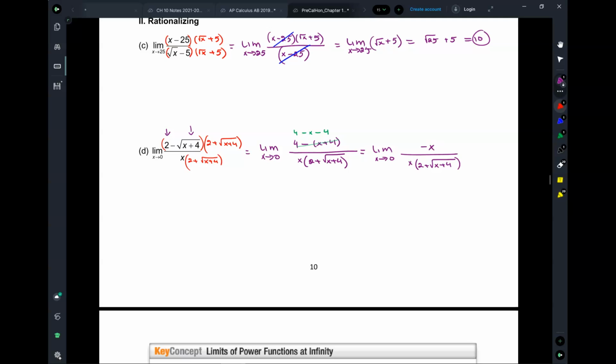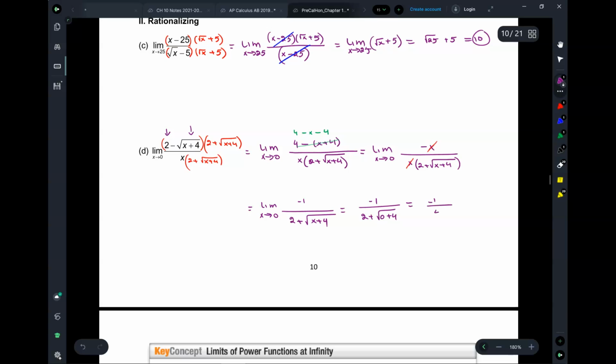So now look at what happens. One x cancels with another x. So I have the limit as x approaches 0 of -1 over 2 plus root x plus 4. Look, my limit symbol is staying intact entirely, right? Until I need to plug in my number. Now I'm going to plug in the 0 so the limit drops. So this will be -1 over 2 plus root 0 plus 4, which is -1 over 4.